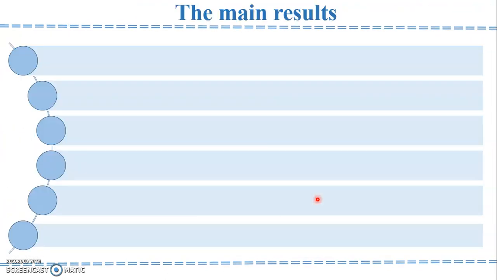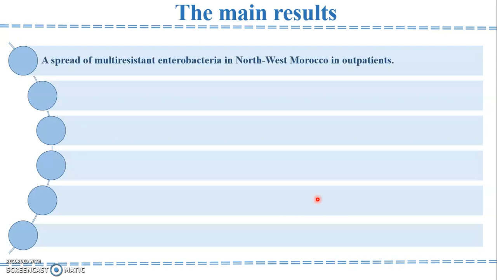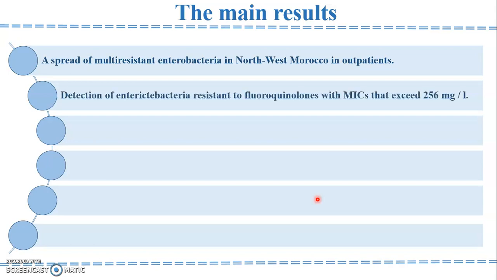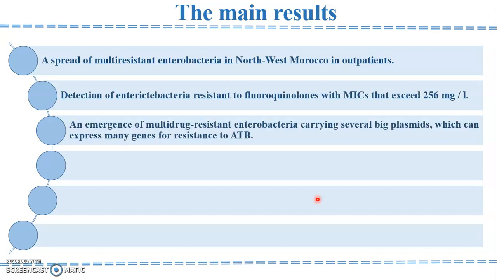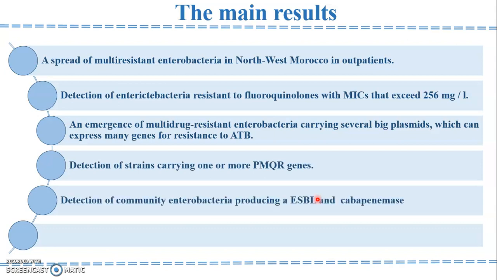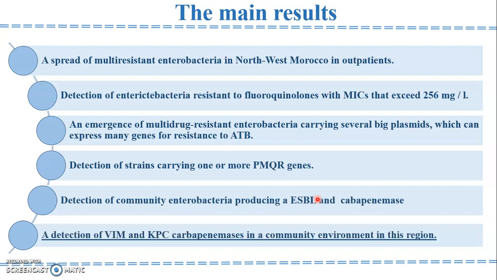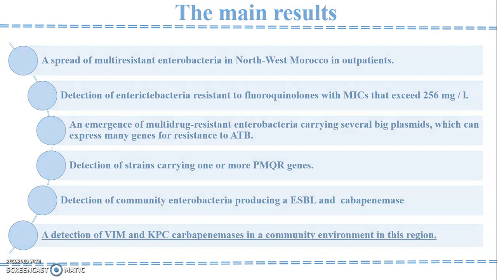So in this study we have determined a spread of multi-drug resistant Enterobacteria in northwest of Morocco in outpatients, detection of Enterobacteria resistant to fluoroquinolone with high MIC, an emergence of MDR carrying several big plasmids, detection of strains carrying one or more PMQR genes, detection of community Enterobacteria producing ESBL and carbapenemases, and finally detection of VIM and KPC in community environments in this region.